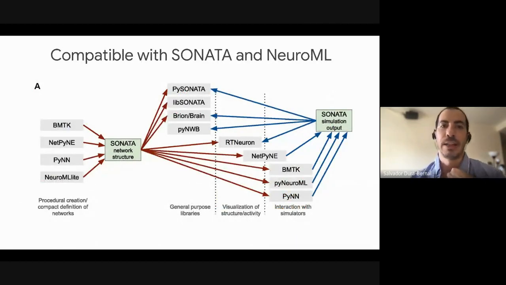Another important feature of NetPyNE is that its standardized language allows you to export to other common standard formats, like Sonata, which is the one developed by the Allen Brain Institute and the Blue Brain Project, as well as NeuroML, developed by UCL. So this, in theory, allows you to share your models with other tools. So here you see, for example, NetPyNE, and you could export the model and read it in Brian or BMTK, NEST, some of the other tools available using this common format.